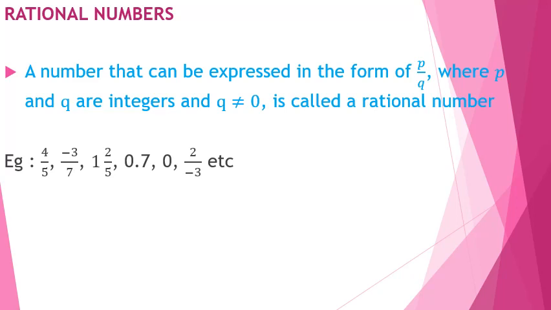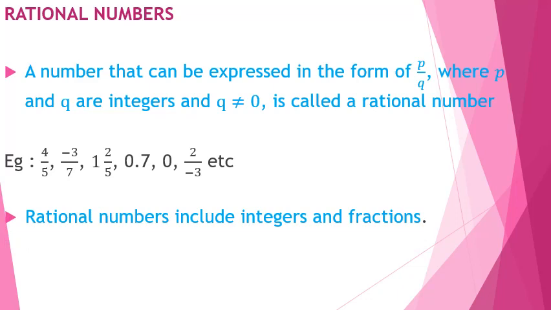1 integer 2 by 5 can be written as an improper fraction as 7 upon 5. So, it can be represented in the form of p by q. Similarly, 0.7 can be written as 7 upon 10, where p is 7 and q is 10. 0 equals 0 upon 1. That is also in the form of p upon q. Rational numbers include integers and fractions.